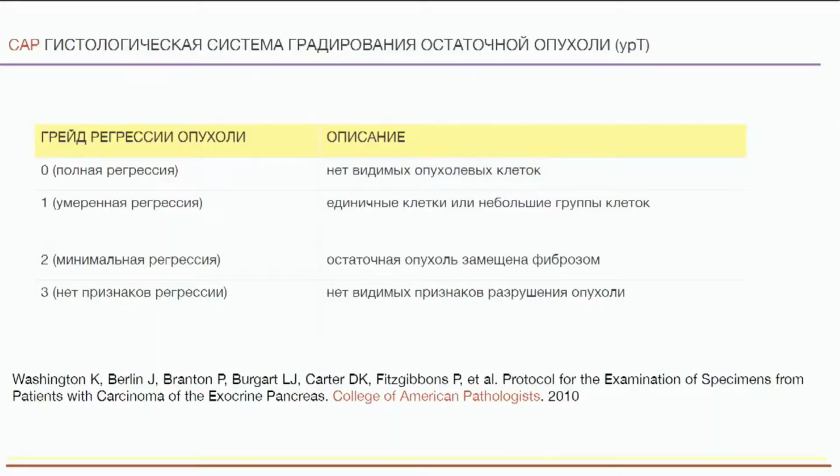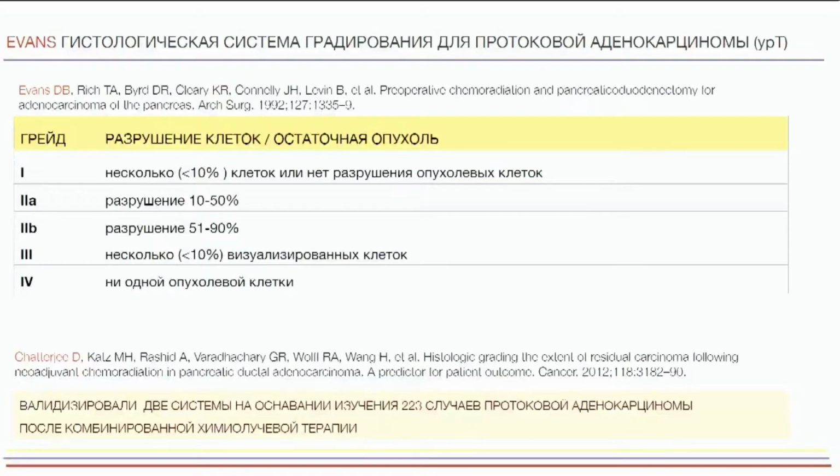So another system which is widely applied, similar to White, is the system of the College of American Pathologists, the protocol for the examination of specimens from patients with carcinoma and endocrine tumors of the pancreas. So this is 0, 1, 2, and 3, when there are no features of regression and no features of tumor destruction. This is Evans data.